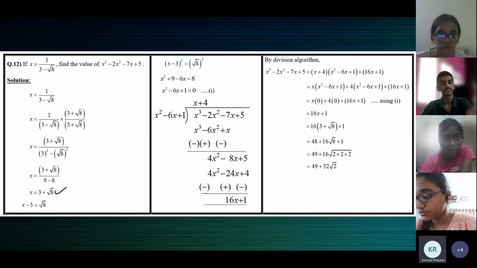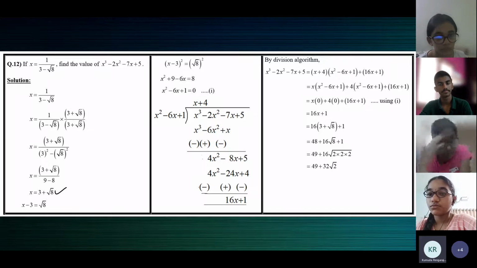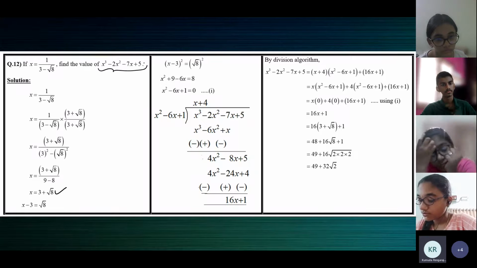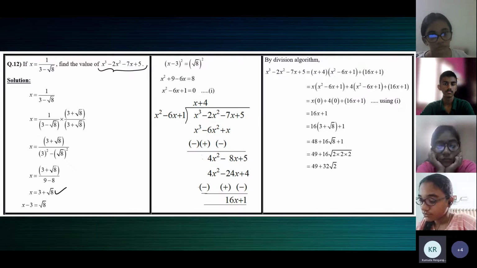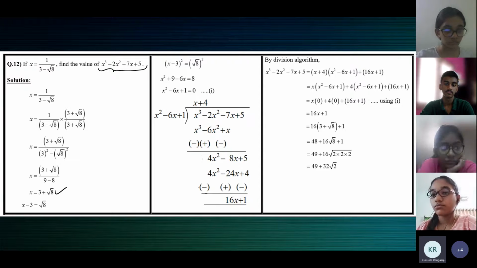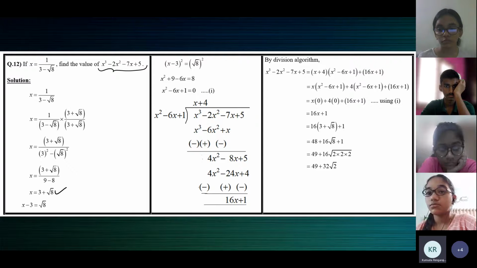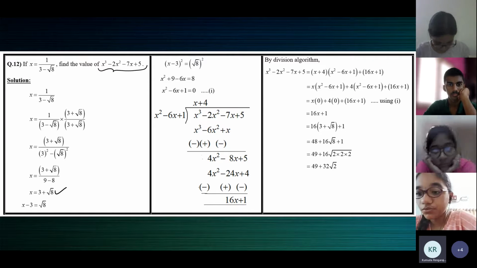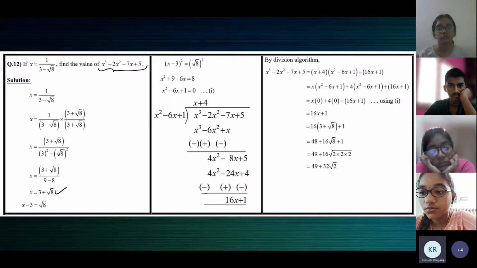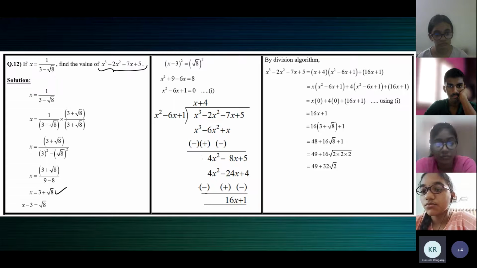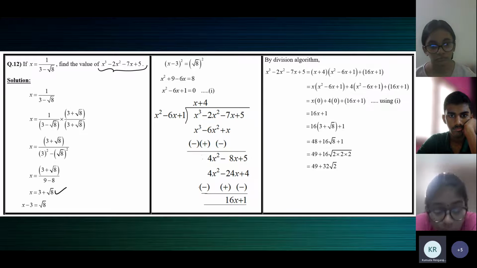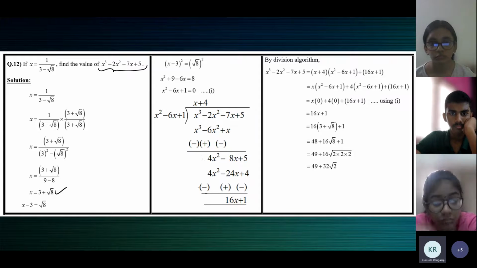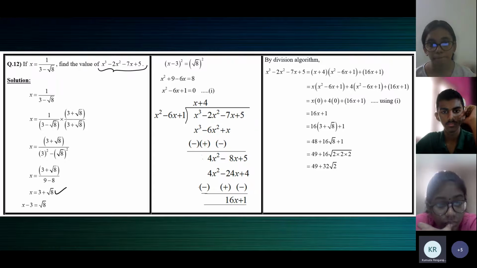Okay, next, to find the value of this expression, we are going to use a division algorithm. What is a division algorithm? Dividend is equal to divisor into quotient plus remainder. We are going to perform a division process, and we need to connect certain things. When you perform this long division, you get an equation: dividend is equal to divisor into quotient plus remainder. You're constructing an equation. Then you can substitute and evaluate x cube minus 2x square minus 7x plus 5.